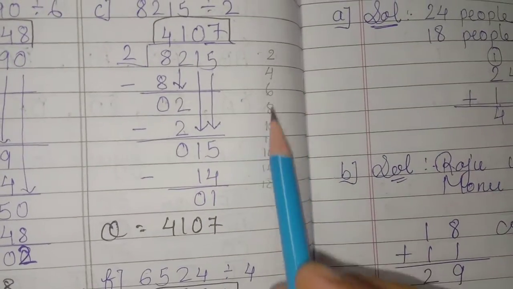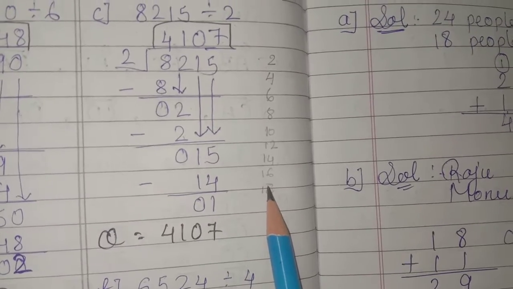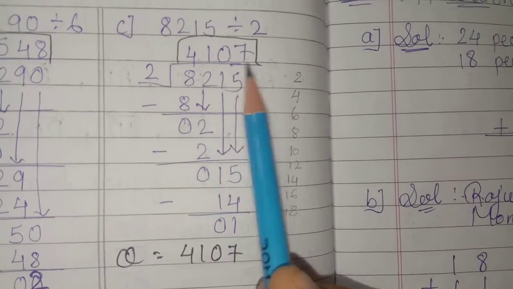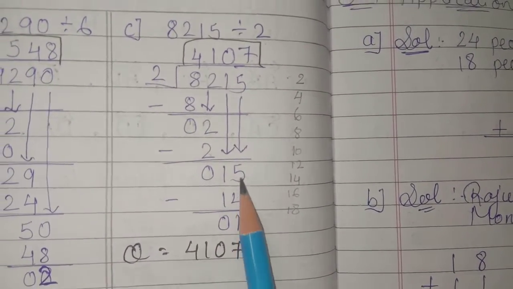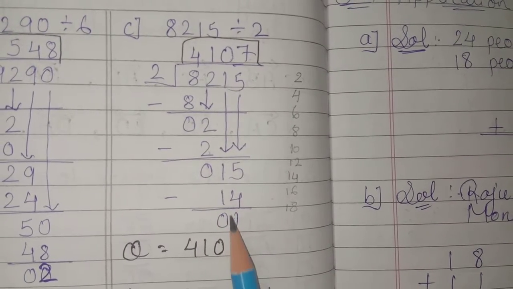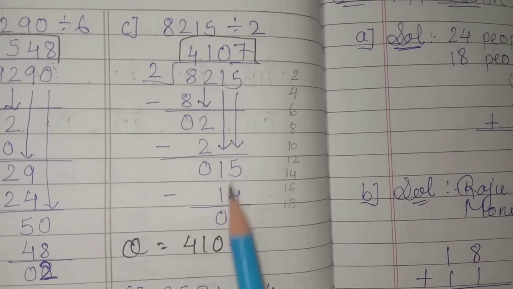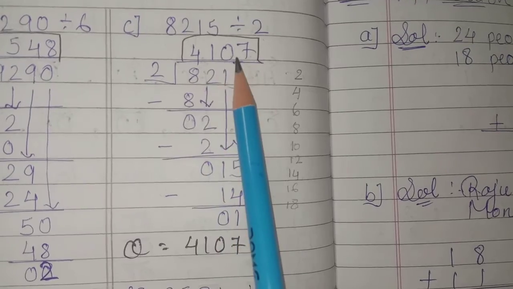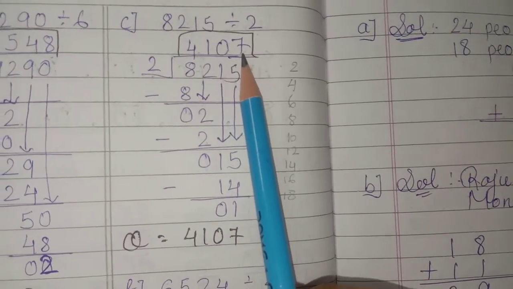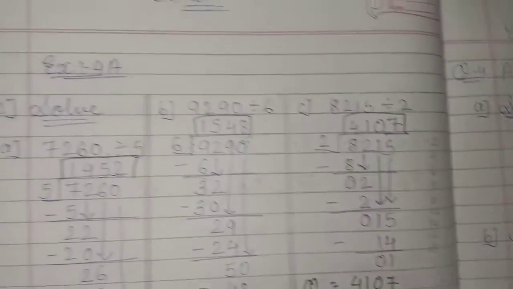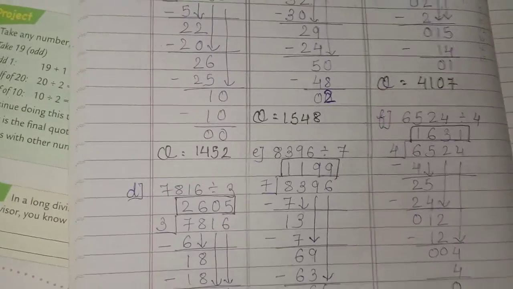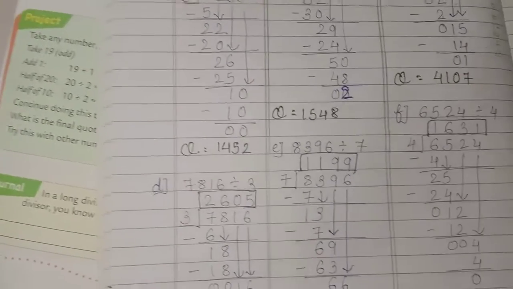Now is 15 coming in the 2's table? No. So we are going to take 2 7s are 14. Now 5 minus 4 is 1 and 1 minus 1 is 0. So your answer is 4107. This way we solve question number 1.